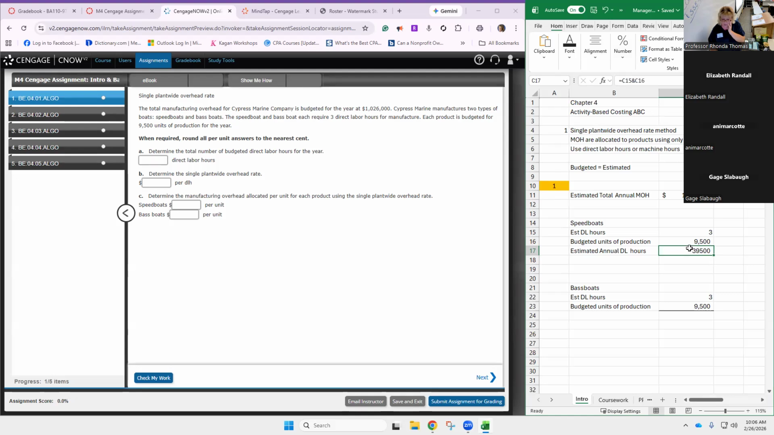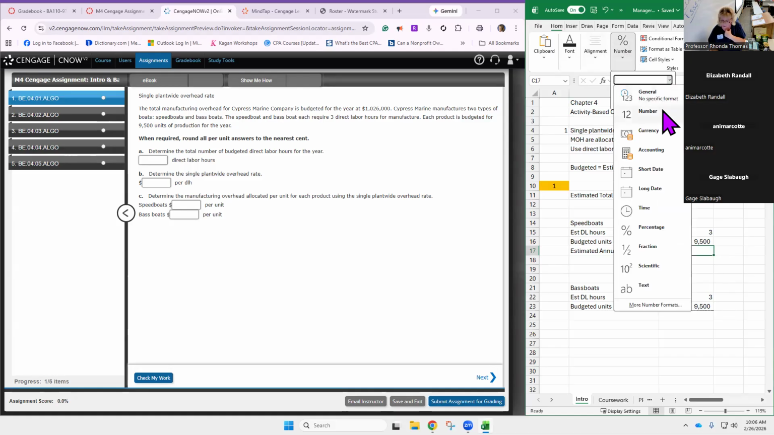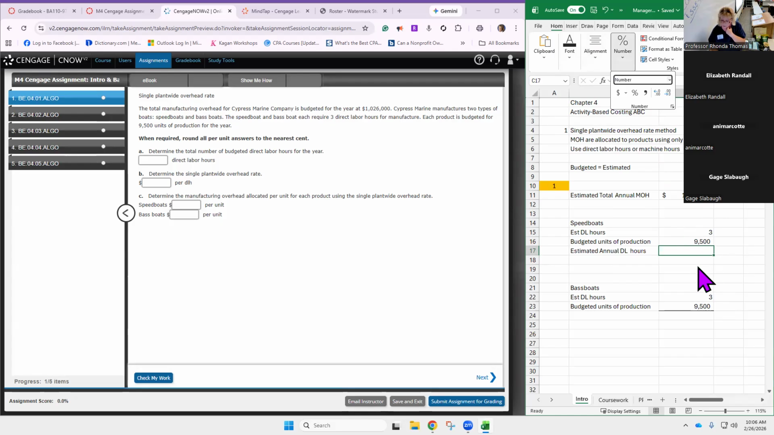Why aren't you changing to a comma? Okay, just a second. Let me line this up. Now let me put that in as a number. For some reason, my commas weren't wanting to produce. One more time, 3 hours times each unit we expect to produce. Okay, just want to make sure my math is right. Looks like it's 28,500 hours.